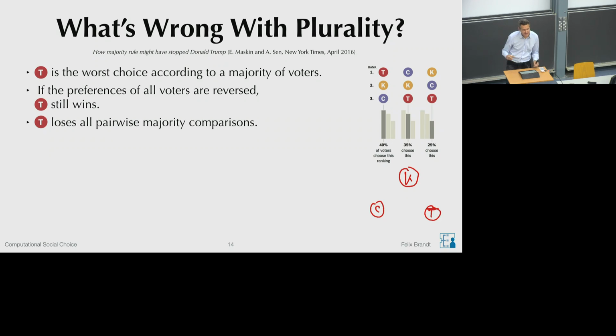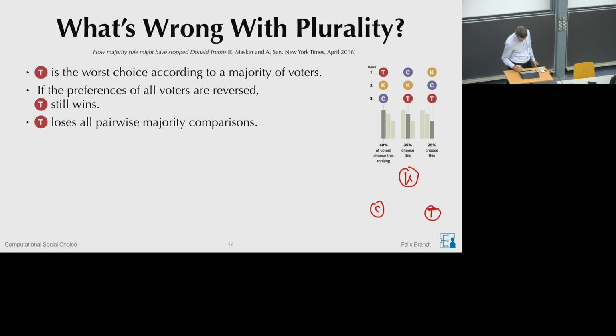Now draw these directed edges, maybe in a different color, which specify whether one candidate is preferred to another candidate by some majority of voters. For instance, if we compare K to C, Kasich to Cruz, where should the edge go? What is the majority comparison between Kasich and Cruz? K should go to C, right?